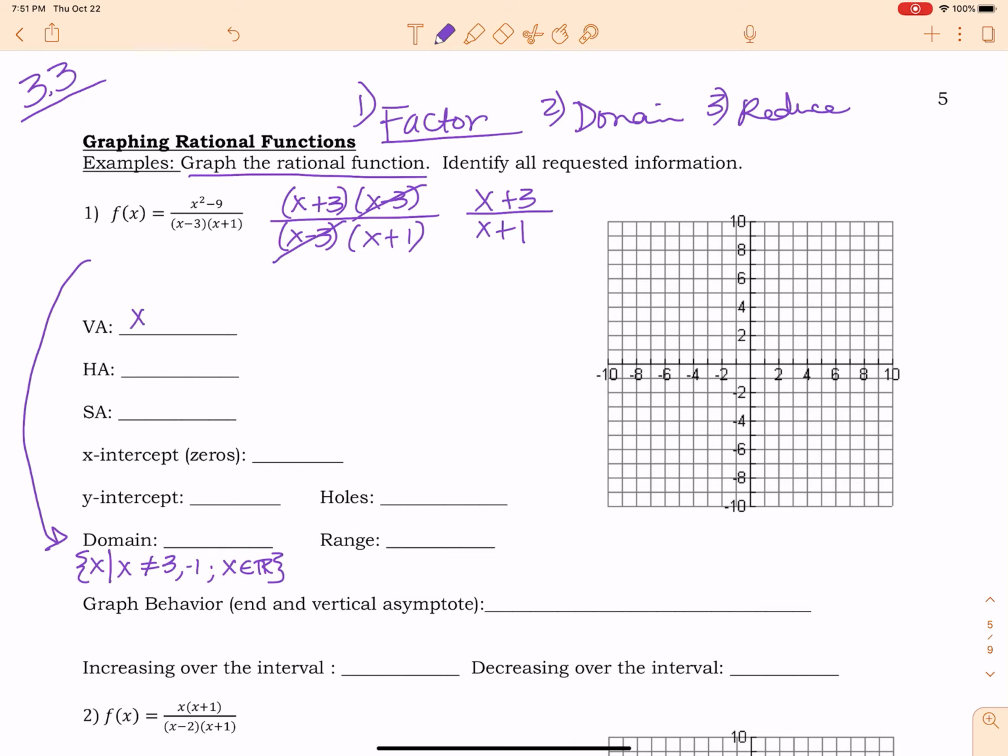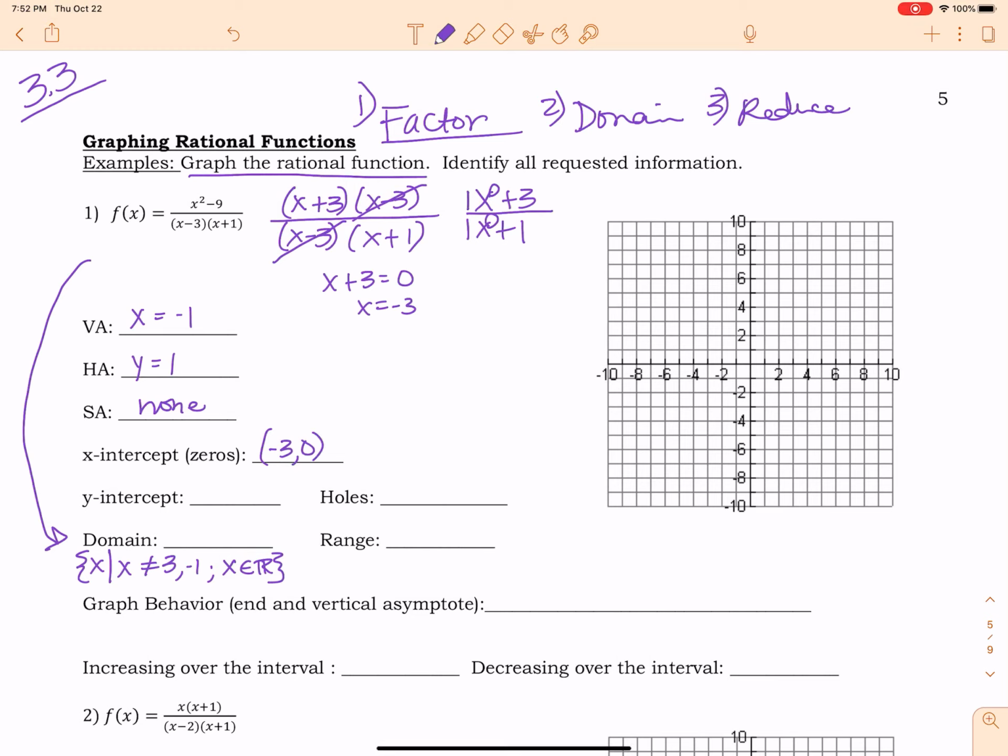The vertical asymptote is x equals -1. The horizontal asymptote, remember we look at the degree. The degree for both of these is 1, so my horizontal asymptote is the leading coefficient ratio. Since that's 1x and 1x, it would be 1. And of course, since there's a horizontal asymptote, there is not a slant asymptote. To find my x-intercepts, remember I set my numerator equal to 0. So I have an x-intercept at -3, 0.